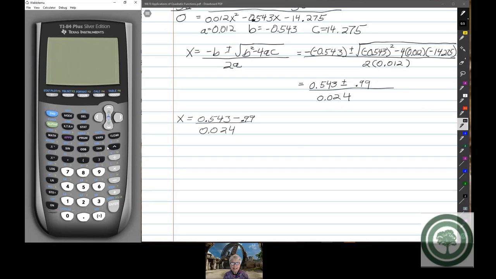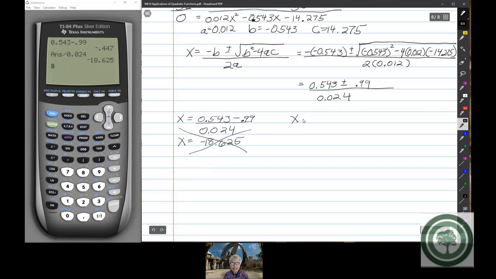Okay. 0.543 minus 0.99. Enter. That's because I want to keep the top together separate from the bottom. Divided by 0.024. And you see I have a negative answer. X equals negative 18.625. And that is meaningless in a real life application.